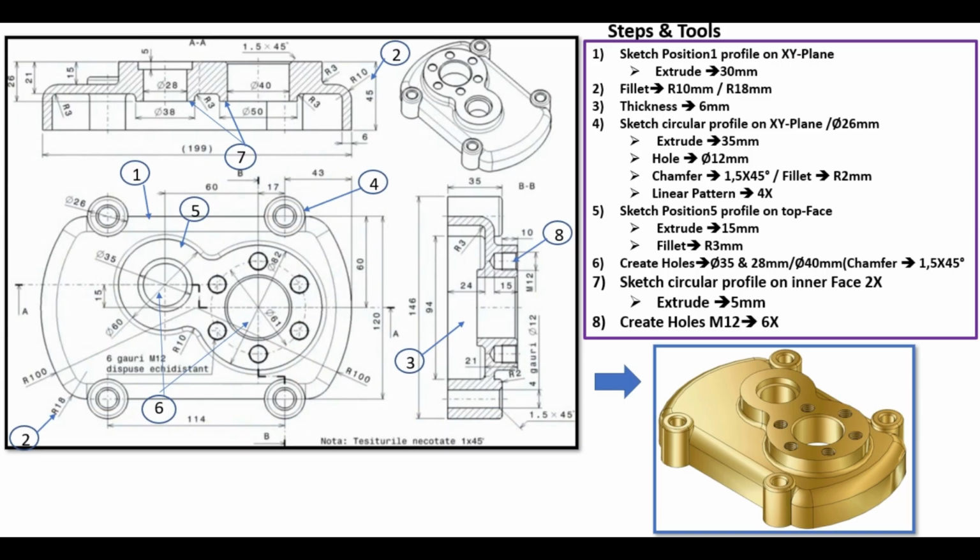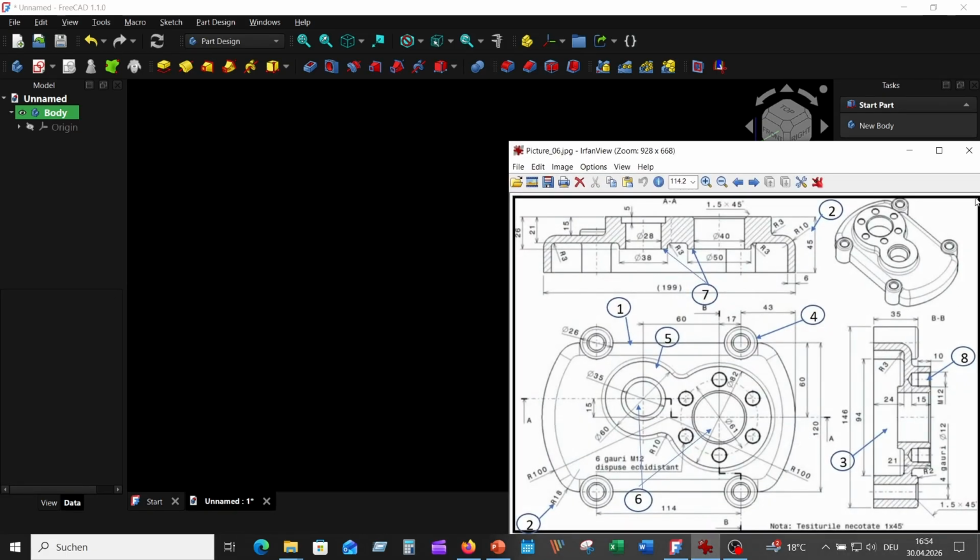As you know, there are several ways or steps to create this 3D solid part. These are the 8 steps and the tools that I used to create this 3D solid part. In step 1, we sketch the position 1 top profile on XY plane and we create a solid part with the help of the Extrude tool.